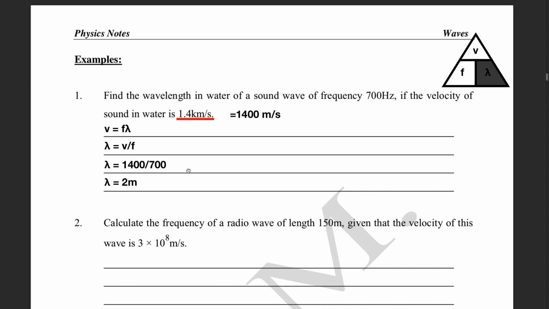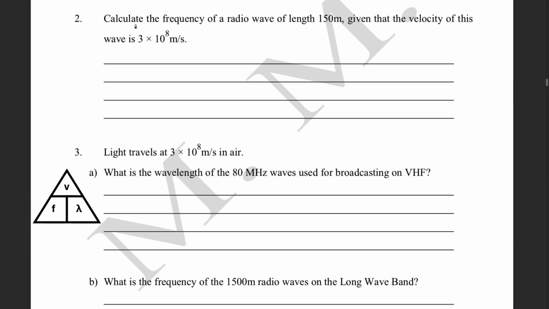Moving on to the next one. Calculate the frequency of a radio wave of length 150 meters, given that the velocity of this wave is 3 times 10 to the power of 8 meters per second. Now this time we have been asked for the frequency. So starting off from the equation, V equals F lambda, if I wanted to find the frequency, I would have to cover F, and I am left with V divided by lambda. Once we plug in the values, we get 3 times 10 to the power of 8 divided by 150.